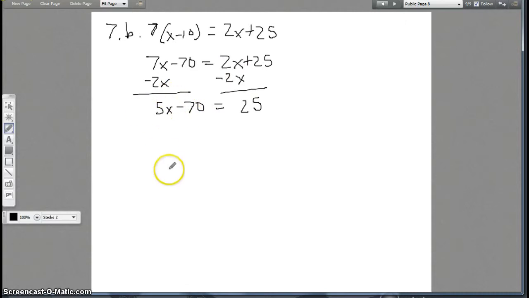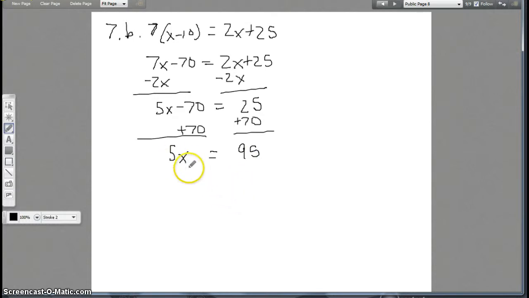Now I want to get the x term by itself, so I'm going to get all the numbers on the other side. Right now I'm subtracting 70 from 5x, so instead I'm going to add 70 to get rid of it. When I add 70 to both sides, I end up with a 5x on the left side. And 25 plus 70 is 95, and that's what I have on the right side.